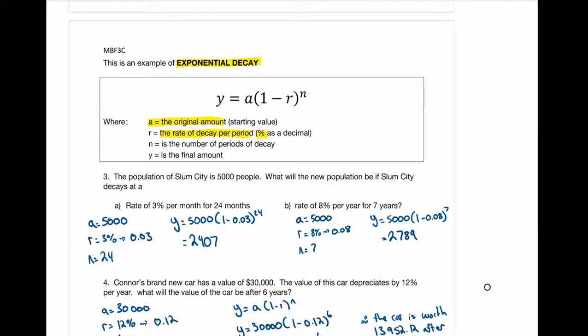Again, it's very similar to exponential growth, except instead of adding the rate, we are subtracting the rate. So that's why we see the minus r instead of plus r. But again, very similar to exponential growth because they are kind of opposites of each other.